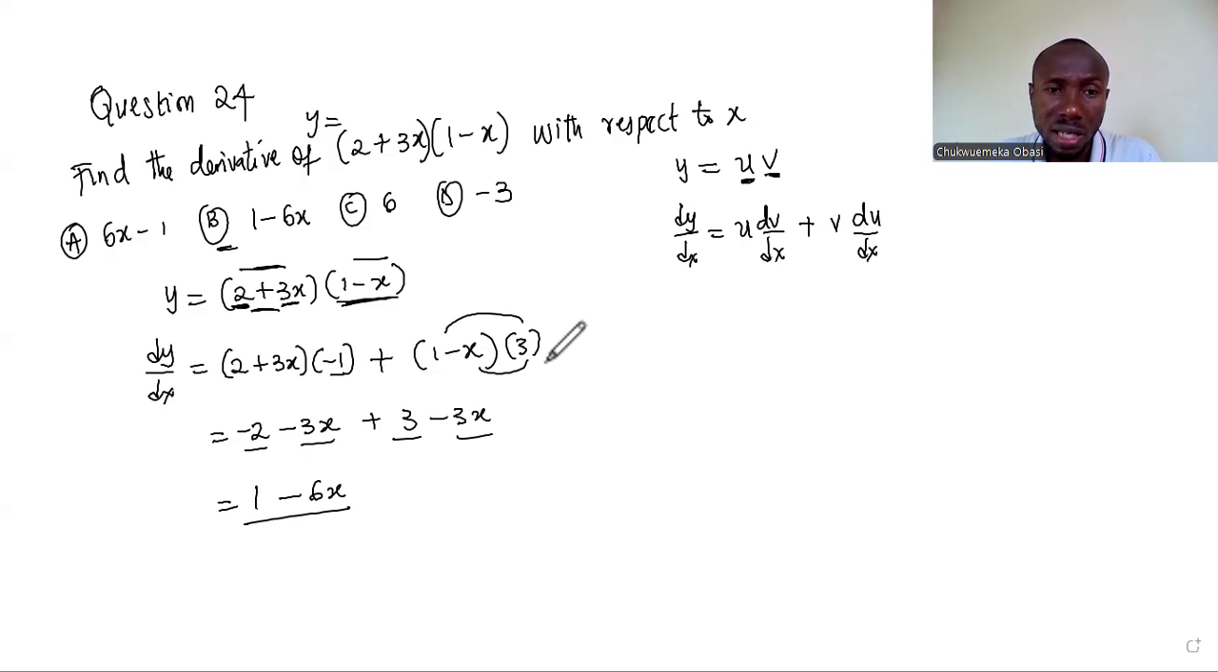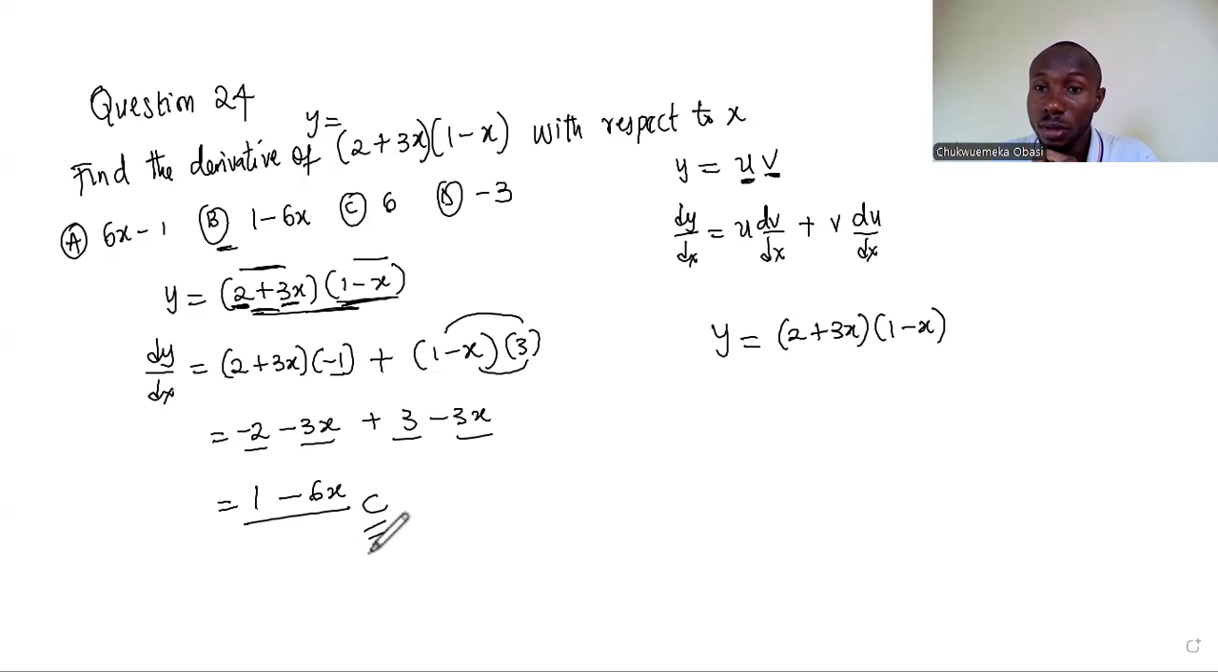Now let me show you another way to solve it. Let's say you don't want to solve it like this, even though it's quite easy this way. You can still go ahead and expand this stuff. So you have 2 plus 3x times 1 minus x. When you expand this stuff, you then differentiate it. I'm telling you, you're still going to get this answer. But let's see if we can try it out here.